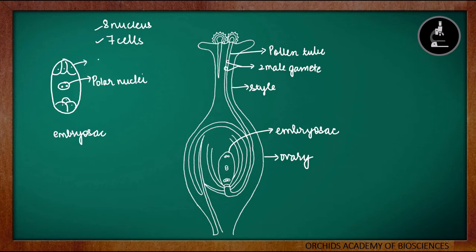The 3 cells at the top are called antipodals. In the center, this is the central cell. Then there is the egg cell. And finally 2 cells at the bottom which are called the synergids. We have to remember the important parts are the polar nuclei and the egg cell. And this egg cell is the female gamete.